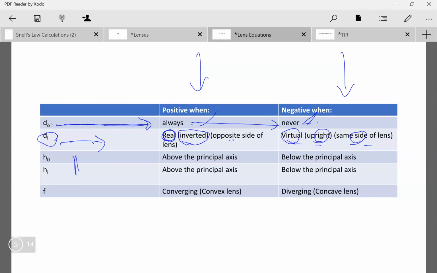HI and HO are, again, that was the only confusing part, I would say. HI and HO are fairly simple. Anything that's above the principal axis will be positive. Anything that's below the principal axis will be negative. So you can kind of tell for a real image, assuming DO and HO are positive, your DI will be positive, but your HI will be negative because it will be inverted.